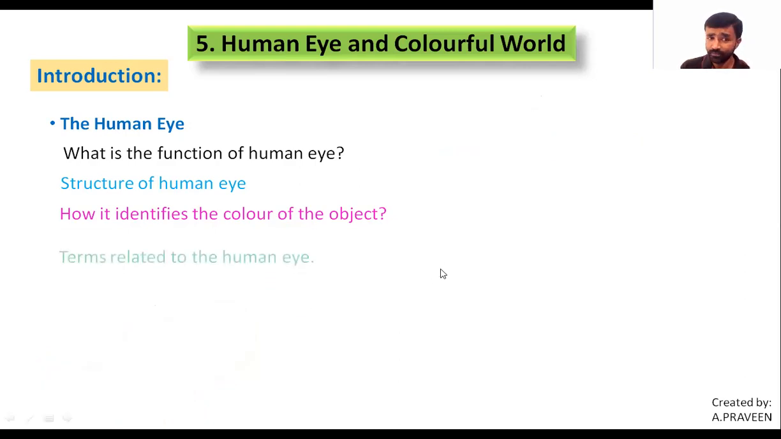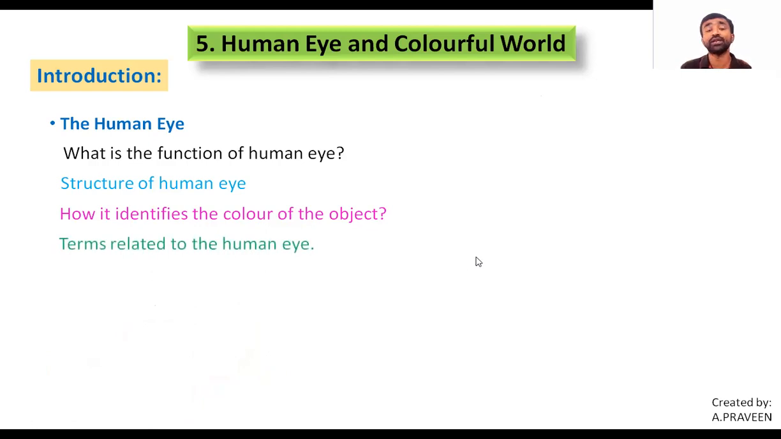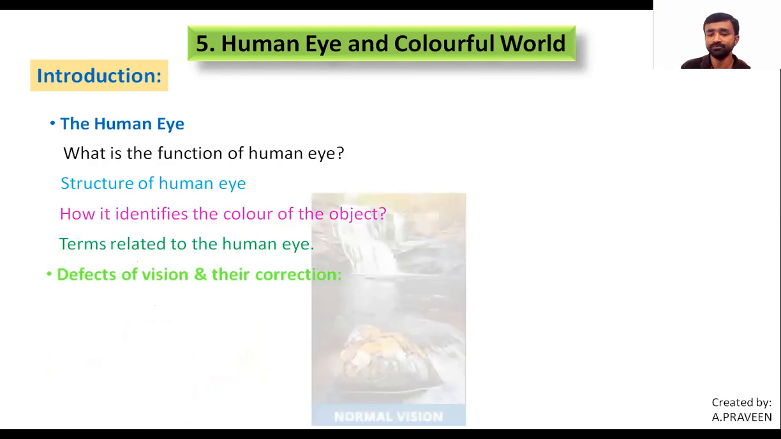Then here, what are the terms related to the human eye? The terms are the internal parts of your eye. They are performing different activities in your eye, right? So here we have many internal parts like iris, pupil, right?